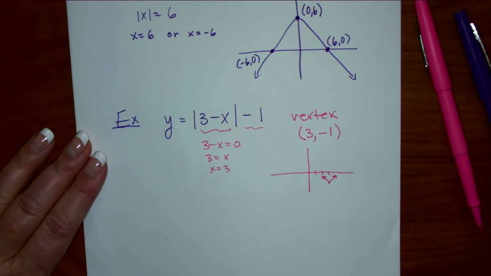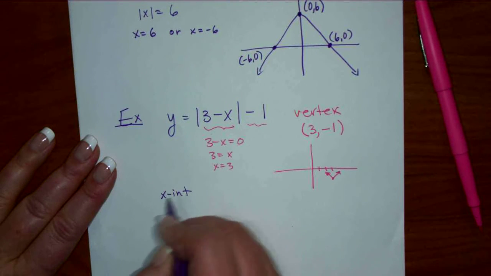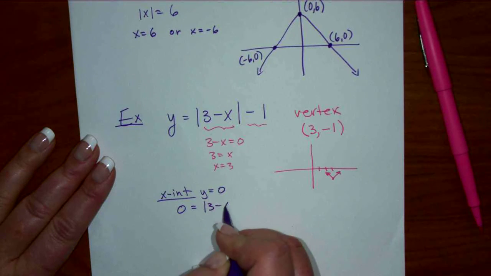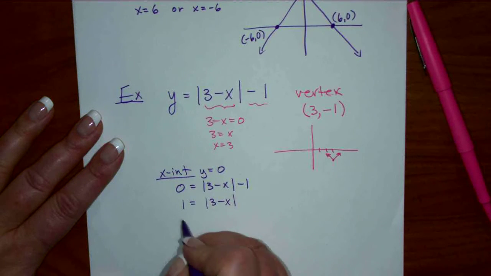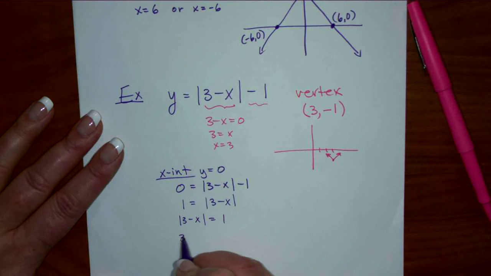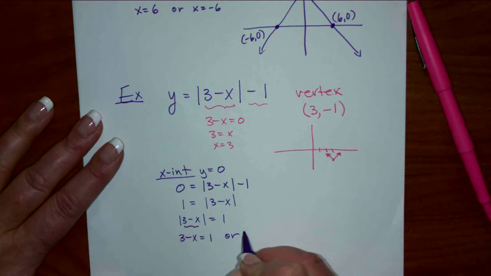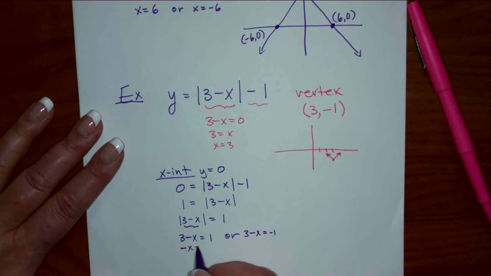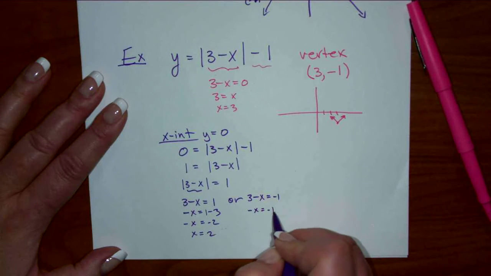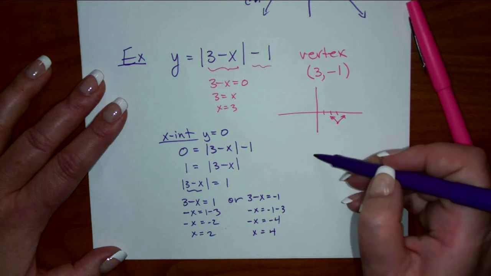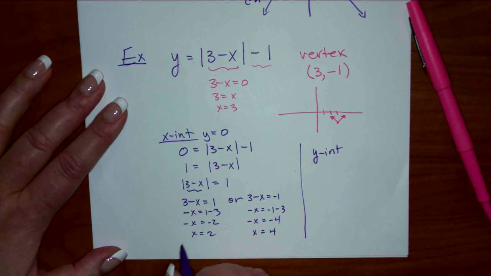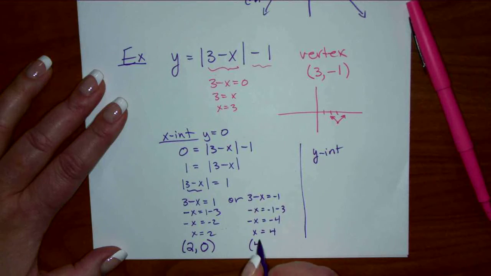Okay, so we need the X-intercept. There's going to be 2. So that y equals 0. Move the 1 over. So then we say 3 minus x equals 1, or the inside of that, 3 minus x equals negative 1. So x is 2. Or 4. Oh, and write your points right away. So 2 goes with 0, 4 goes with 0, because it was y equals 0 that we were doing.